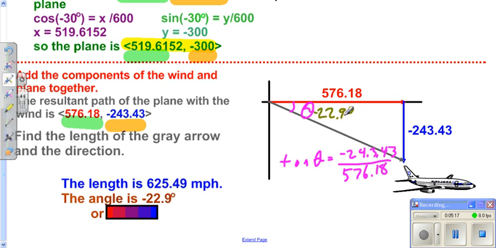But we started out with a problem dealing with bearings, which always tells you how far you are from the north-south line. So here's your south. How far do we have to rotate to get to this? It's really just 90 plus our negative angle here. So we would say our direction is south, 67.1 degrees east.